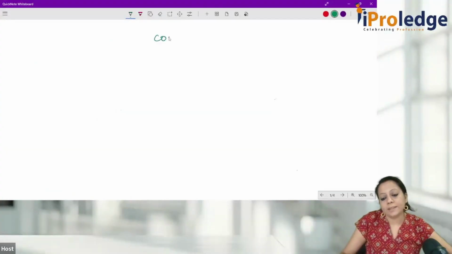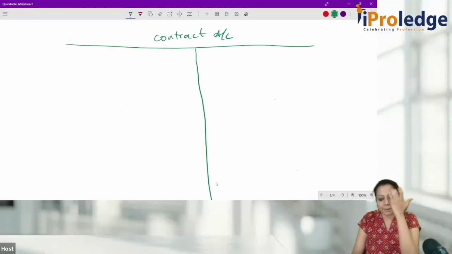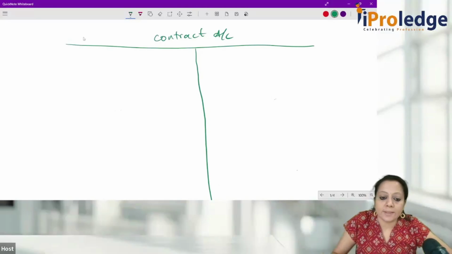So now let us learn the contract account format. So I would suggest that write whatever formats or formulas that are necessary and keep in front page. The day before the exam, it will be very helpful.